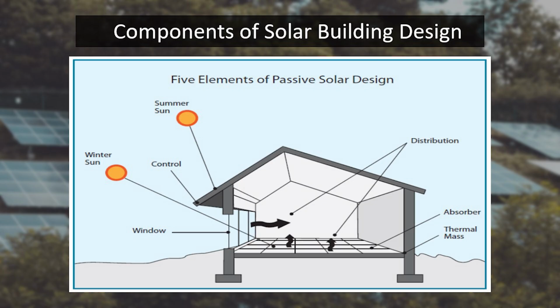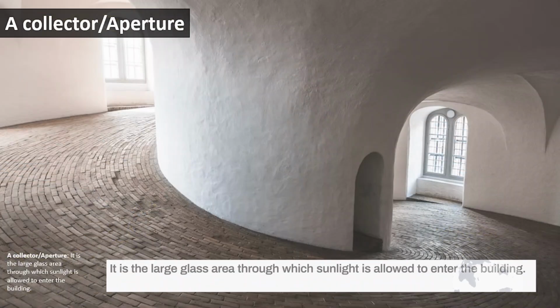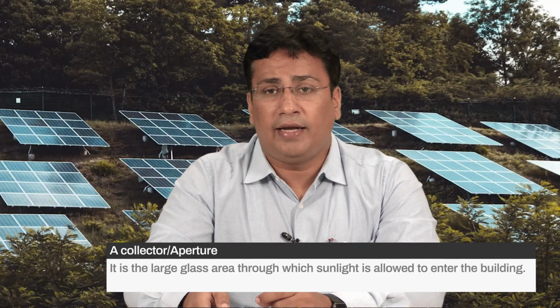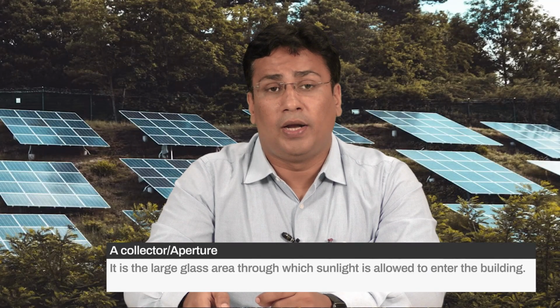And if I talk about the components, then window, control, distribution, absorber and thermal mass. These are the 5 different components of any solar building. If I talk in detail about all these 5 components, then a collector or aperture is a large glass area through which sunlight is allowed to enter the building, because this is the input area from where the sun rays come into the building or room.